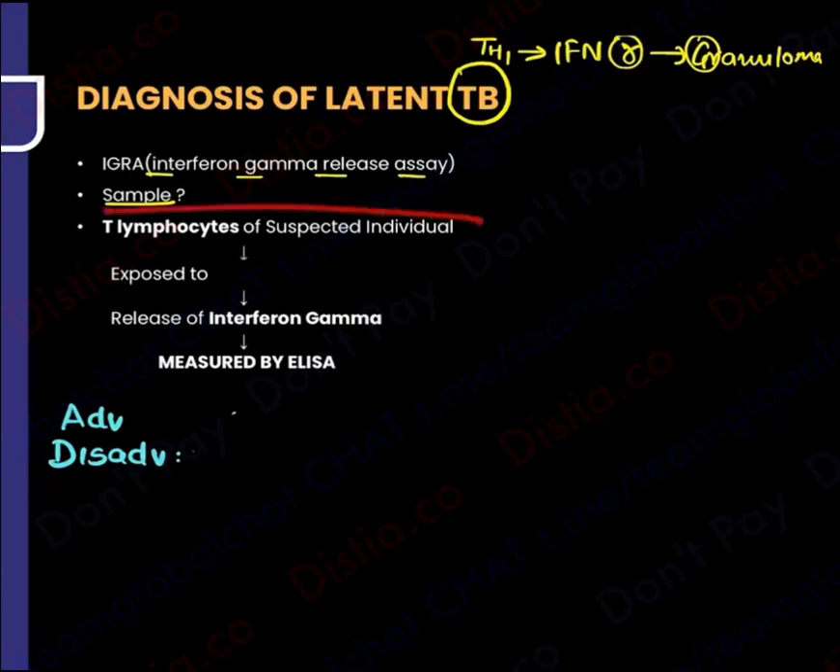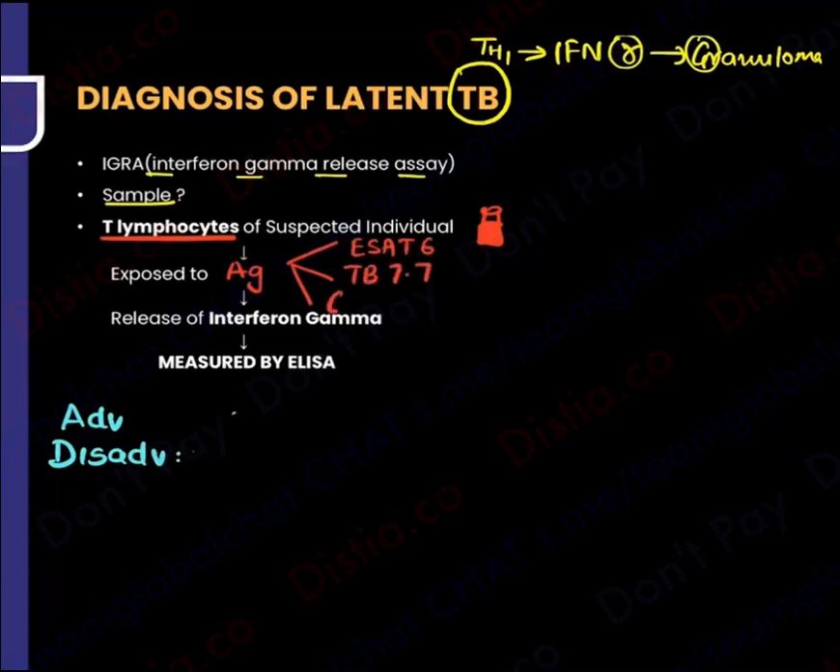In IGRA testing, I will take a simple blood sample from the patient. In that blood sample, I am basically going to take the T lymphocytes. If I have the T lymphocytes from the patient, I will have to give some antigen to stimulate the T cells. And I am going to expose it to antigens, which are ESAT6, TB 7.7 and CFP 10. So remember, ESAT 6, 7.7, CFP 10.